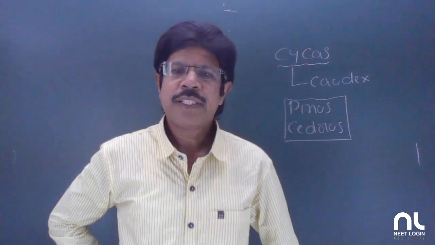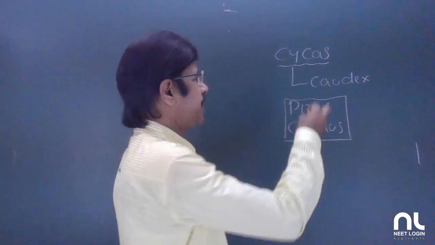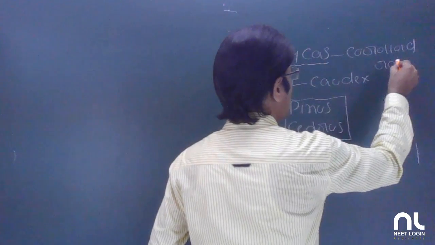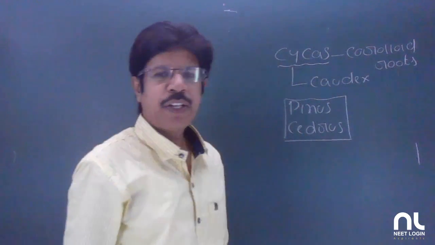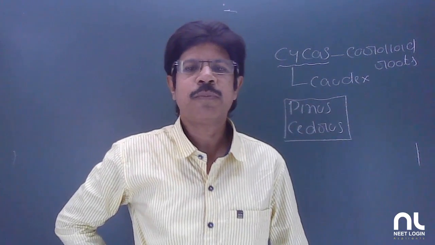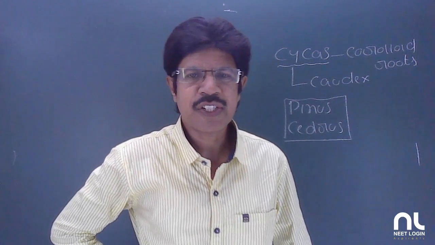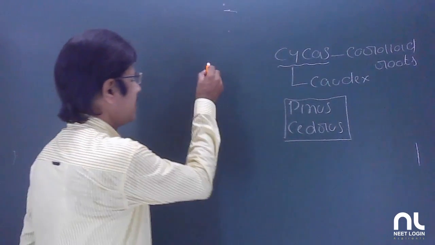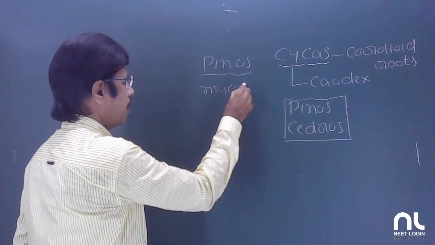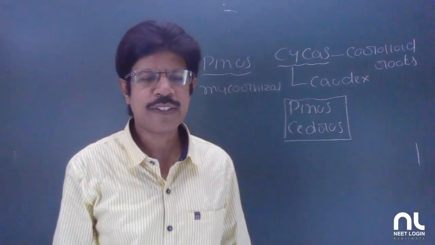The sporophyte is divisible into root, stem, and leaves. A plant with dimorphic roots is Cycas, having coralloid roots. The coralloid roots, which are called phycorrhizal roots, are roots associated with blue-green algae. What is the phycorrhizal root? A symbiotic association for nitrogen fixation. In the case of Pinus, it is mycorrhizal. So Pinus has mycorrhizal roots, and Cycas has phycorrhizal roots.